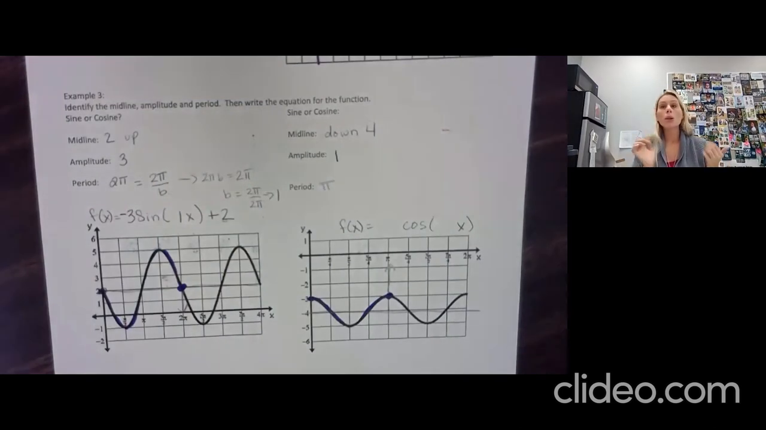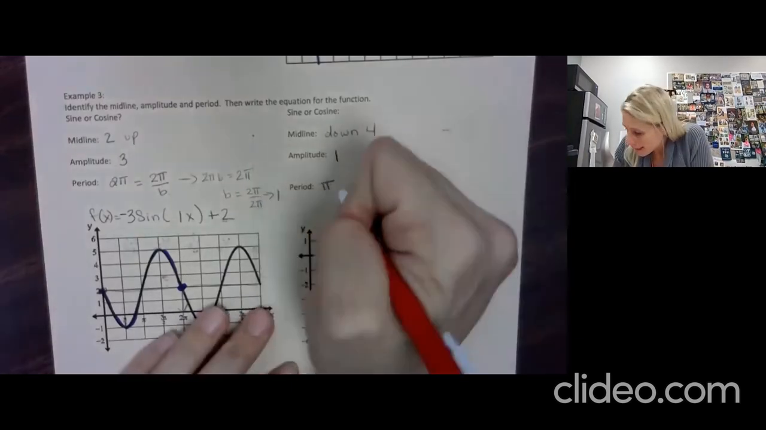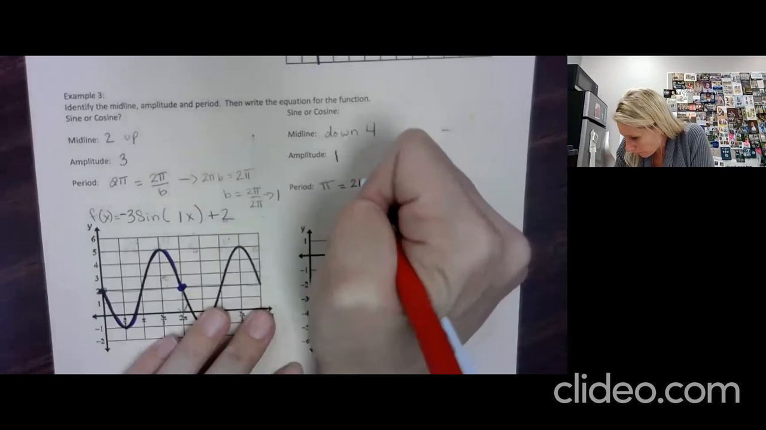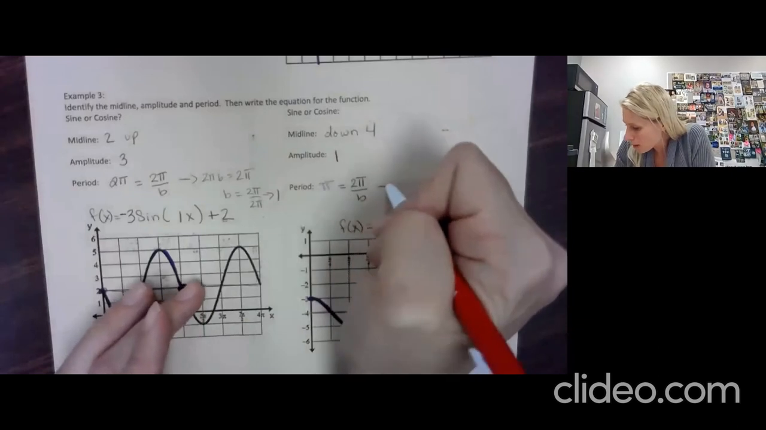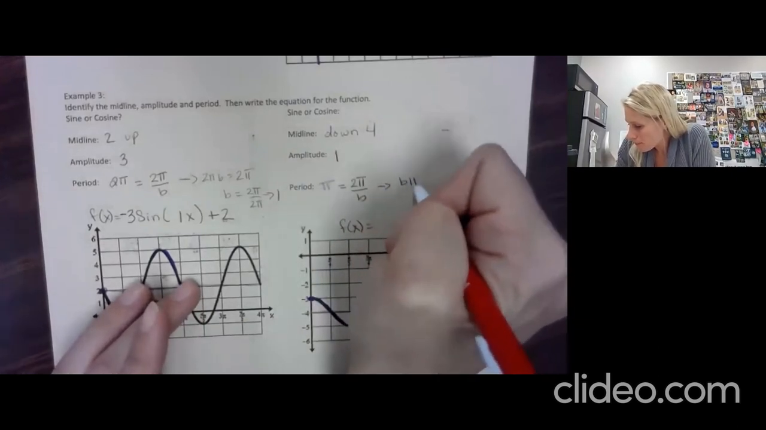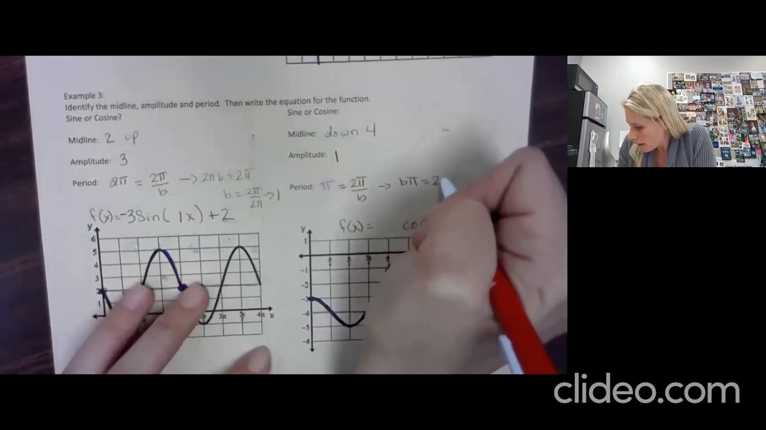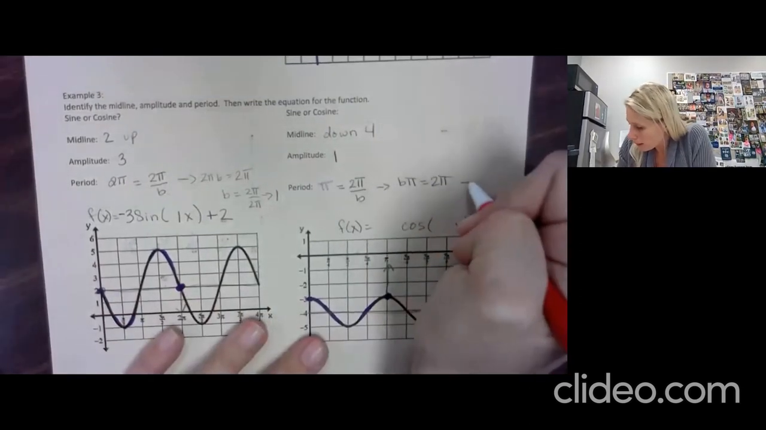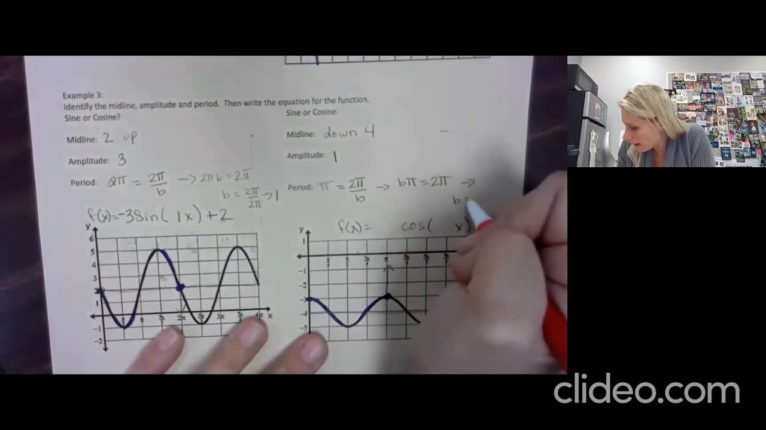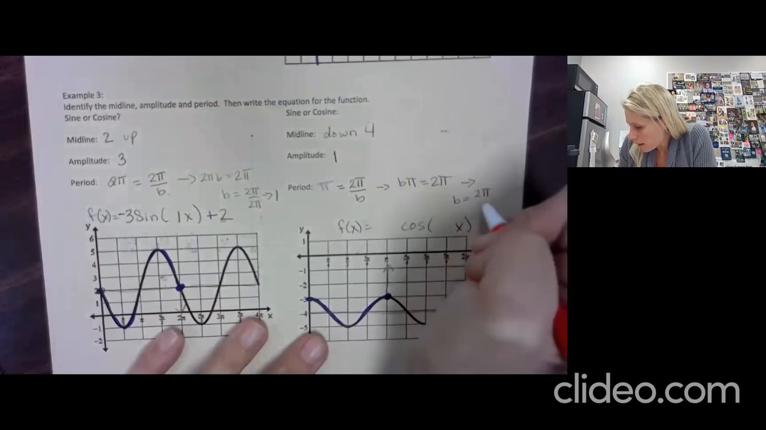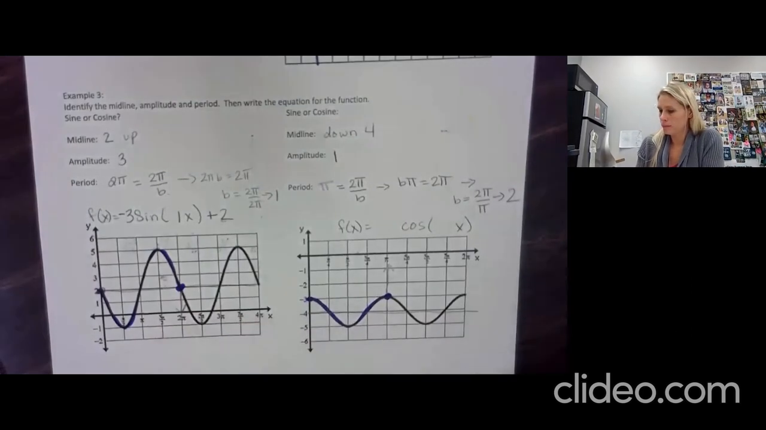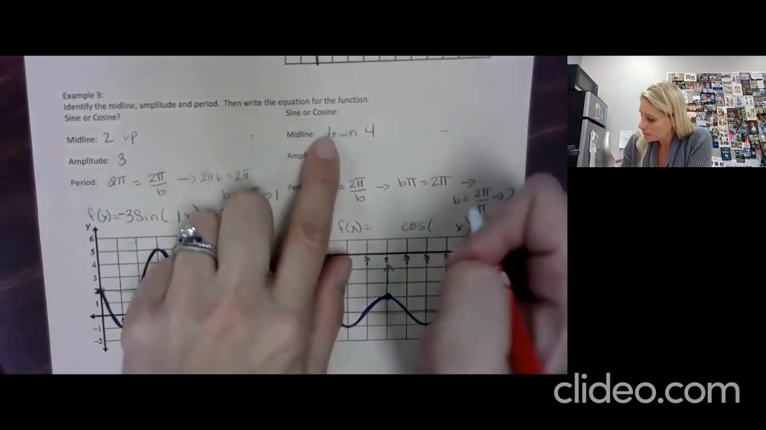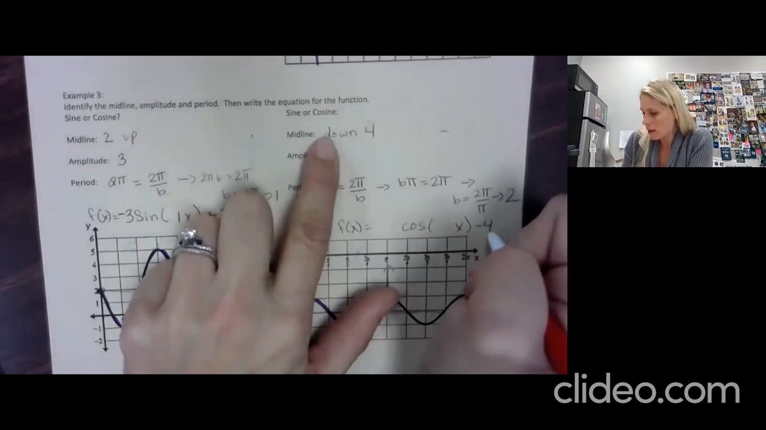But again, we don't put the period inside the function. We have to solve for b. Okay, so we set that equal to 2 pi over b. Some of you might recognize what b is right now, but I'm going to do it mathematically. I'm going to multiply both sides by b. Okay, and then I'm going to get b by itself by dividing by pi. And what does that simplify to? Simplifies to 2.